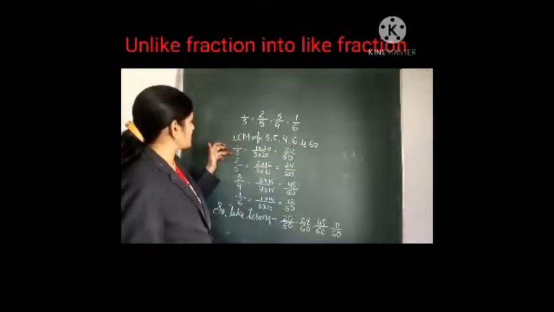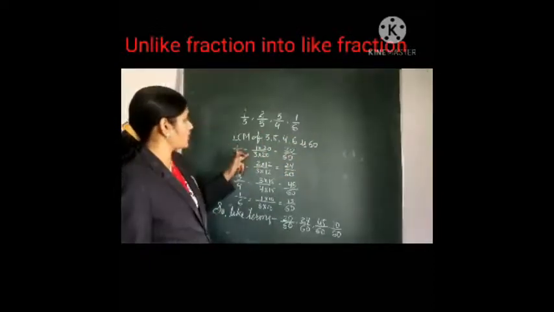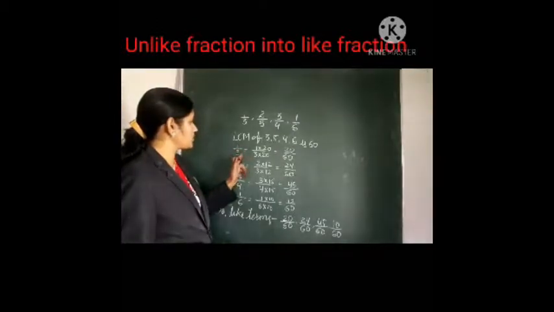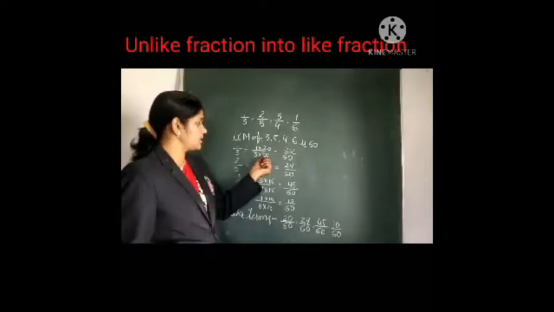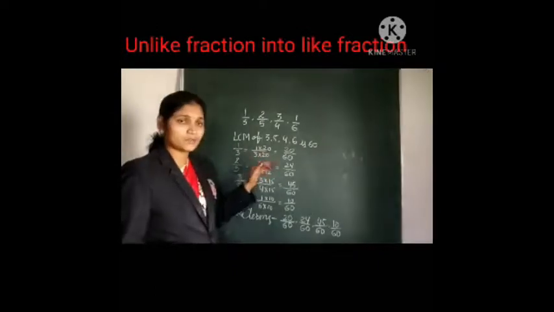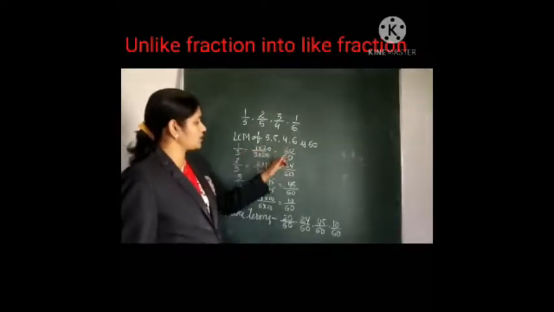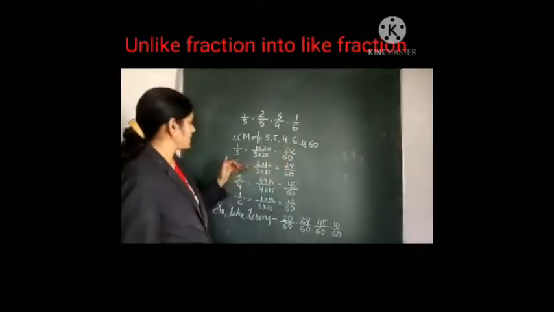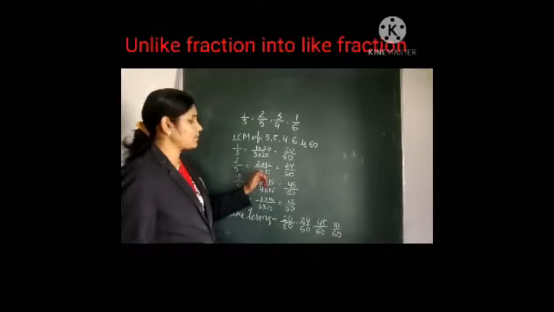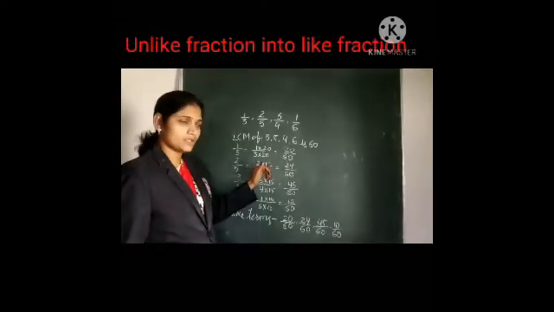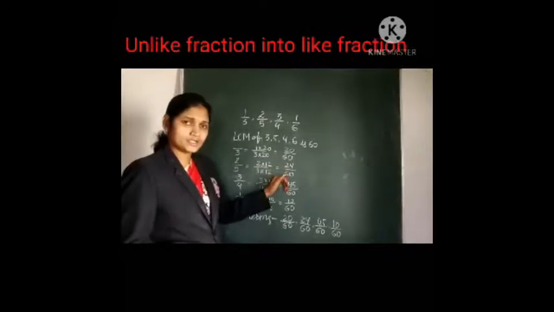Now let's see 1 upon 3. If we want to change the denominator 3 into 60, we have to multiply by 20. So the same we will multiply the upside also by 20. So 20 upon 60. Next one, 2 upon 5. Here 5 will be multiplied by 12. So upside 2 also will be multiplied by 12. So 24 upon 60.